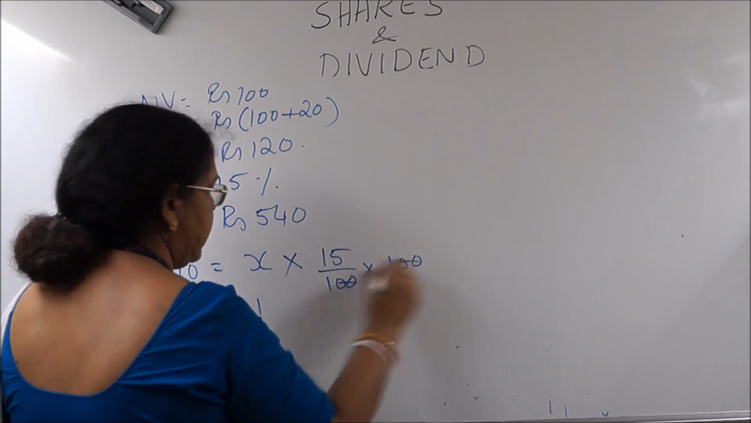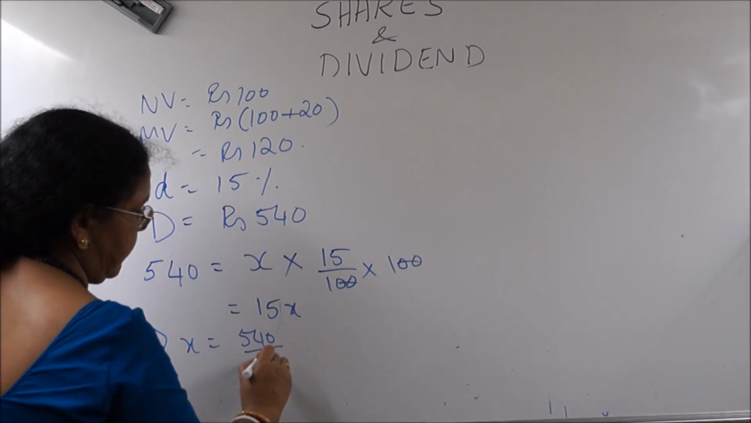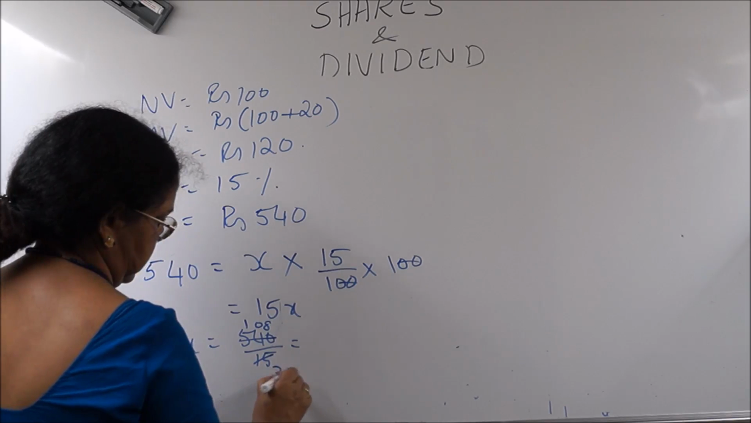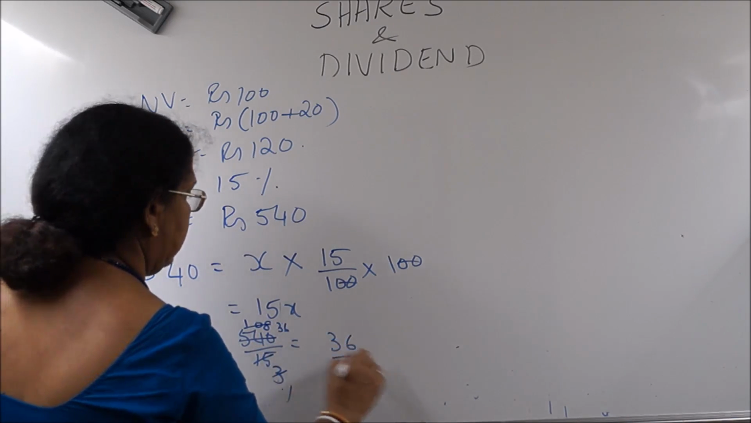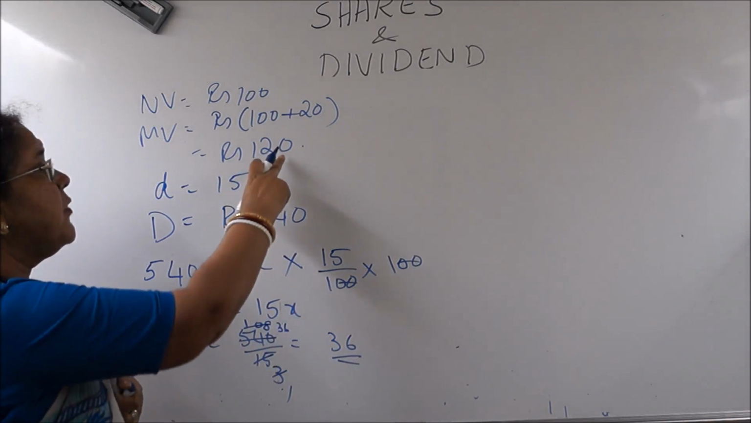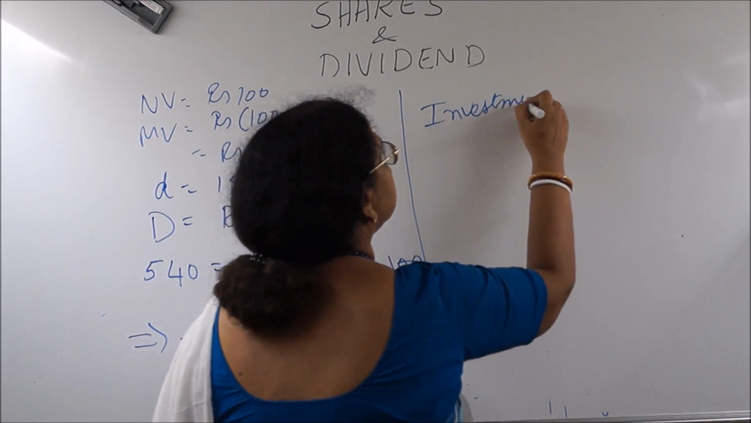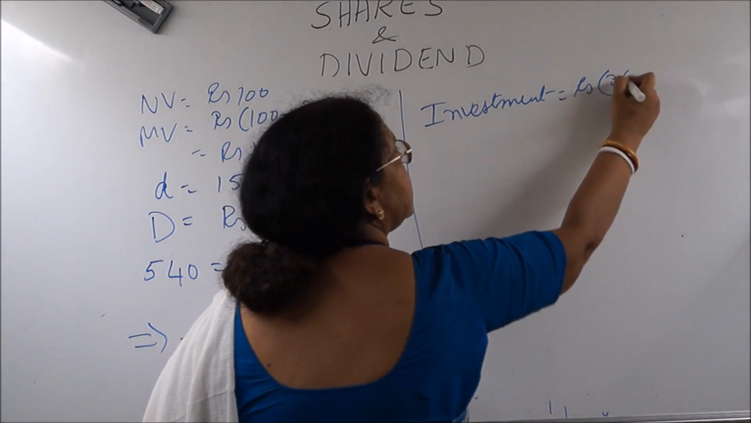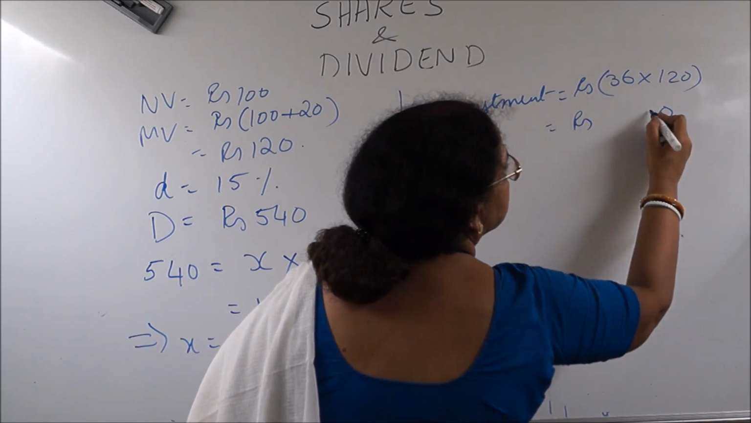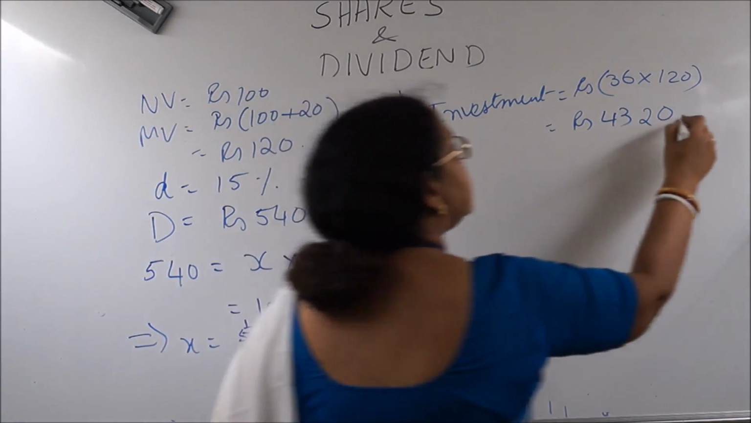So that is equal to 15X. So X is equal to 540 upon 15. 5 3s are 15, so 36. What is this X? Number of shares. So the person had 36 shares. So now what will be the investment? He bought at the rate of the market value, that is 120. So his investment is equal to rupees number of shares, that is 36, into the market value, that is 120. That is the investment. So this is your answer 1.